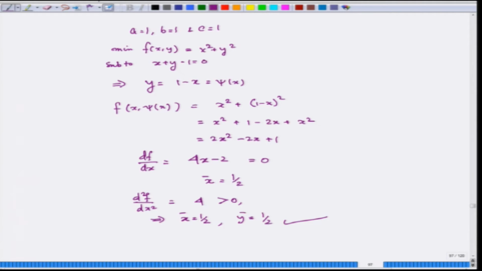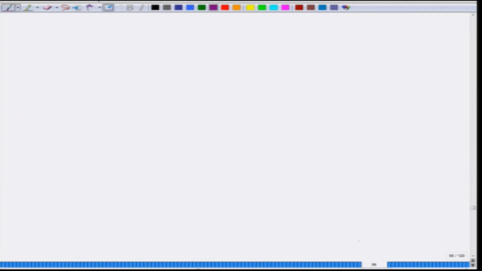But this is not the only kind of problem that you are facing. Suppose you are unable to eliminate in a proper way, or if you eliminate, things can be slightly problematic. For example, if you have a problem of this form: minimize 3x plus 4y subject to x square plus y square minus 1 equal to 0.